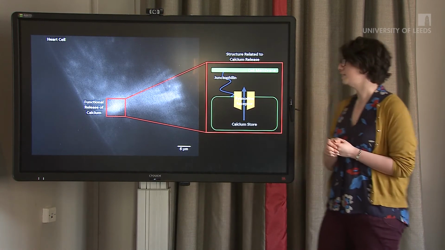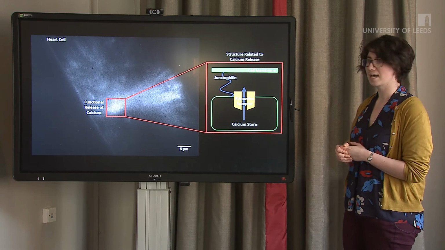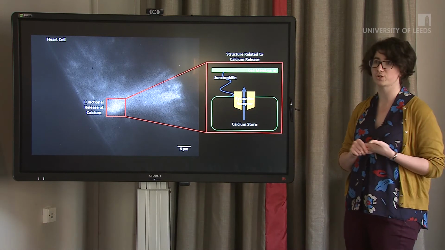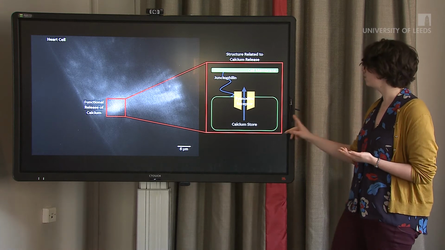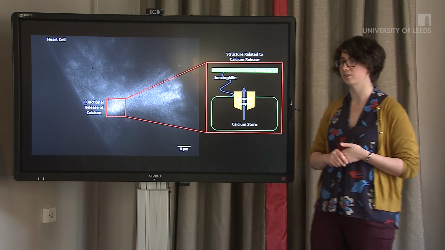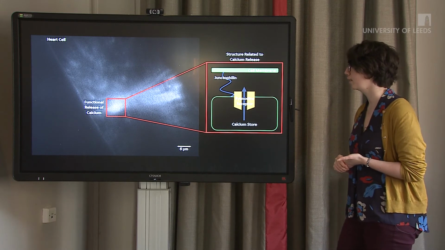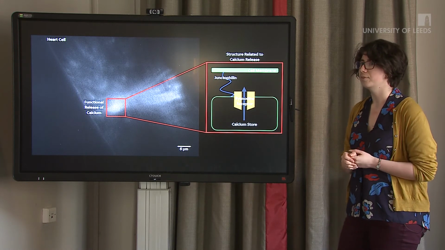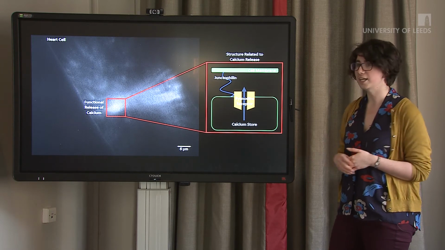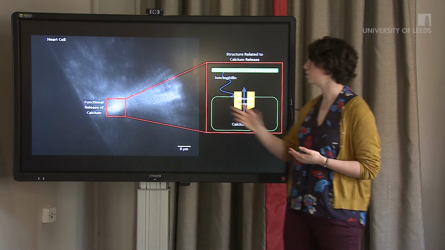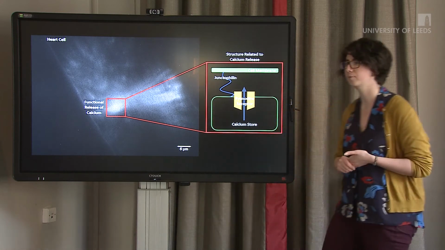So, if I draw your attention back to the slide, looking at this heart cell, the width of the heart cell is approximately 1/5 the width of a strand of hair. The width of this structure here, the calcium release unit, on the other hand, is 1/1000th the width of a strand of hair. Within heart failure, it's believed that there's a change in the structure of this calcium release unit that's related to a change in the functional release of calcium.